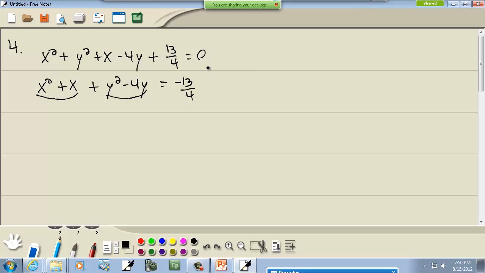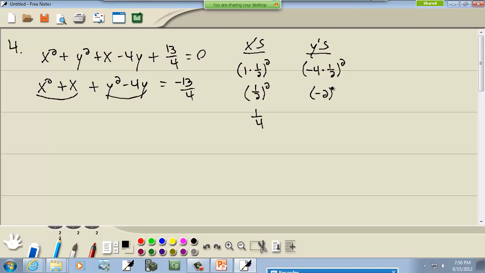Now we're going to complete the square on each one of these. So for the x's and for the y's, take the number for our x, which is 1, and we'll multiply it times a half and we'll square it. So that gives us 1/2 squared or 1/4. For the y's, take the number for our y, which is negative 4, and multiply it times a half and square it. So that gives us negative 2 squared, which gives us 4. So we're going to add those to both sides.